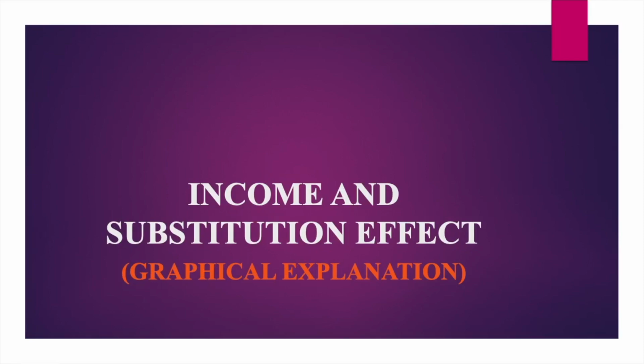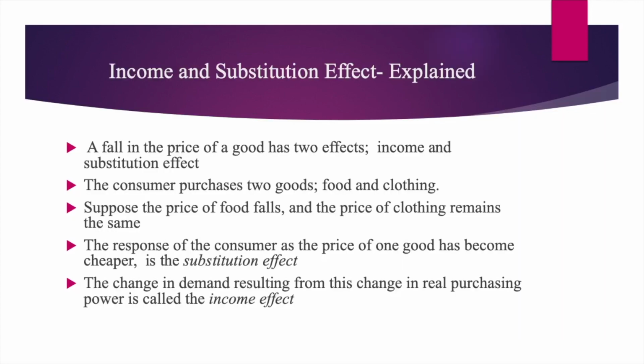Today, let's talk about income effect and substitution effect. A fall in the price of a good has two effects, income and substitution effect. We will discuss this in detail. Suppose the consumer purchases two goods, food and clothing, and assume that the price of food falls with the price of clothing remaining the same. Then, two changes can happen.